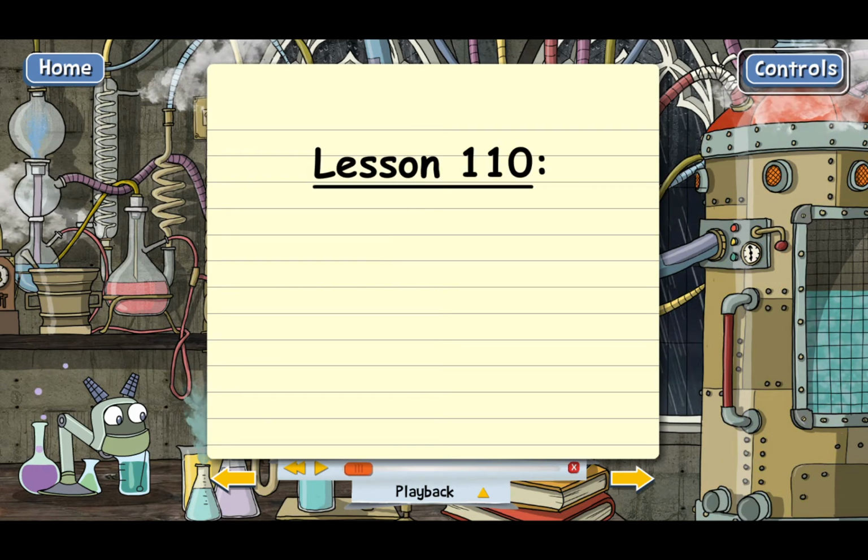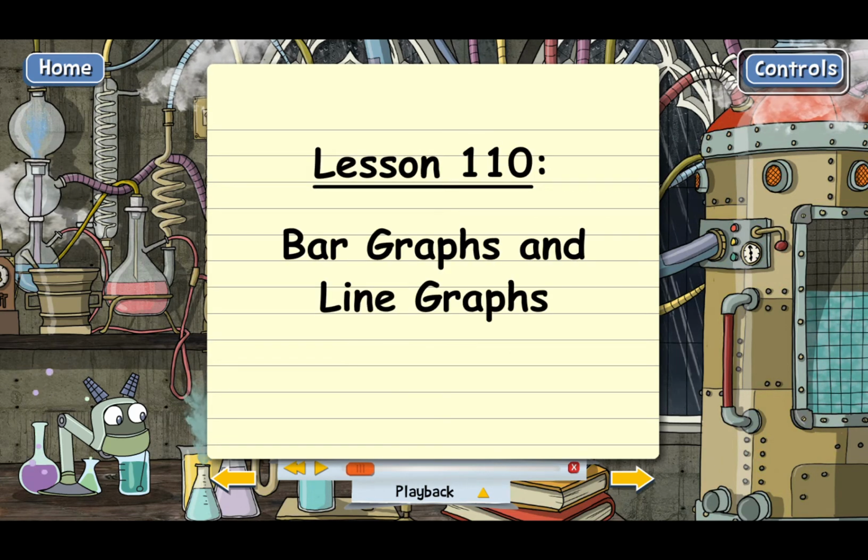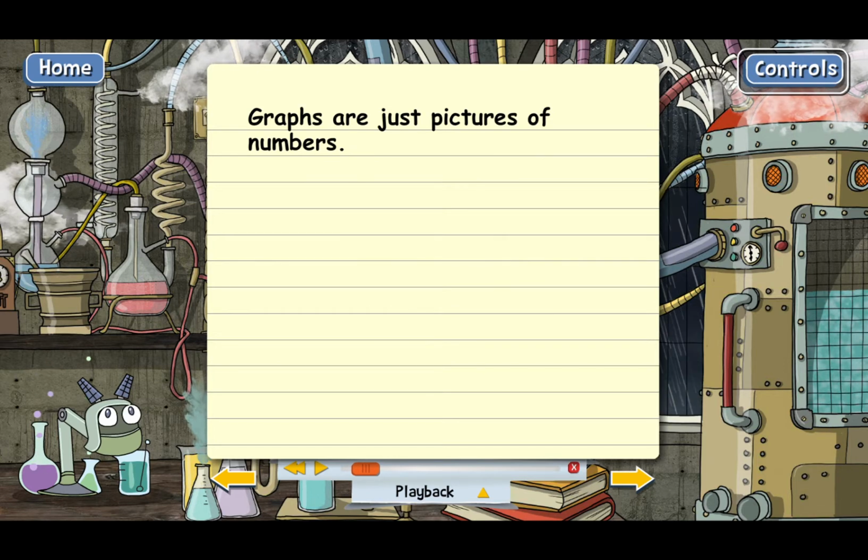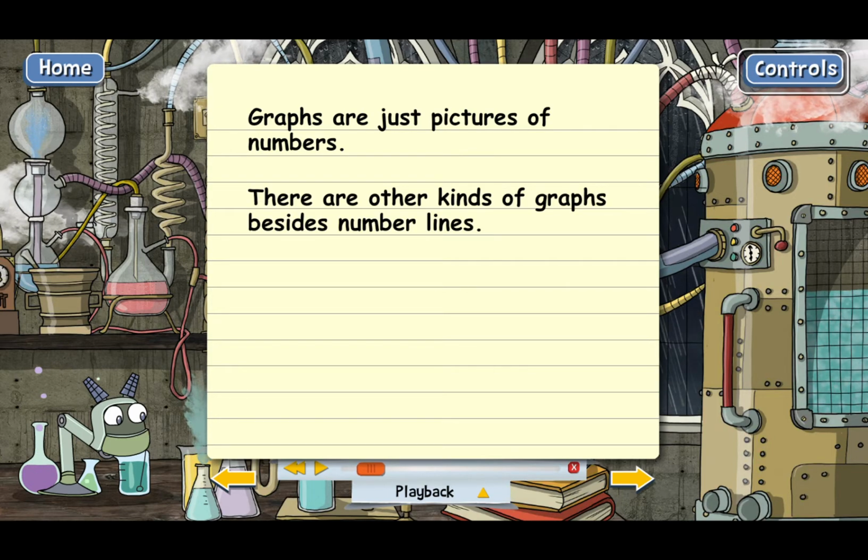Lesson 110, Bar Graphs and Line Graphs. We've been learning about graphs in this chapter. Graphs are just pictures of numbers. So far, we've only talked about number lines, but there are other kinds of graphs besides number lines. Let me show you an example.